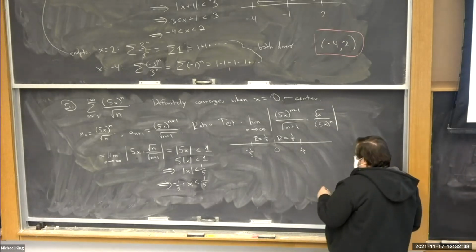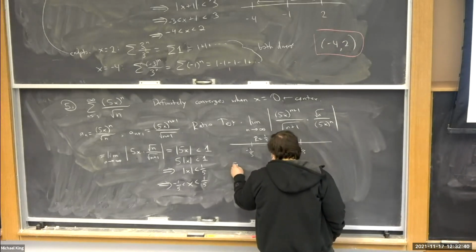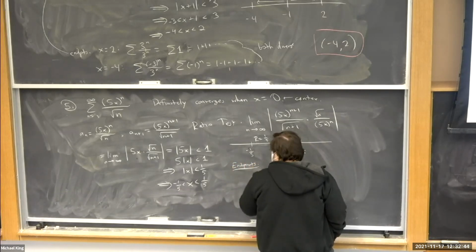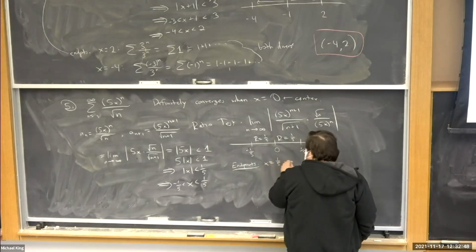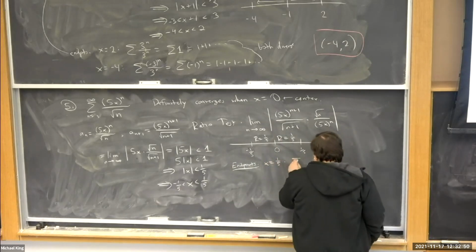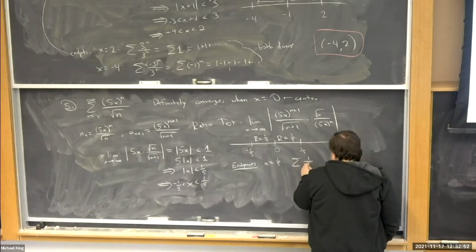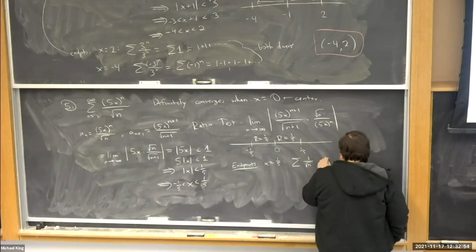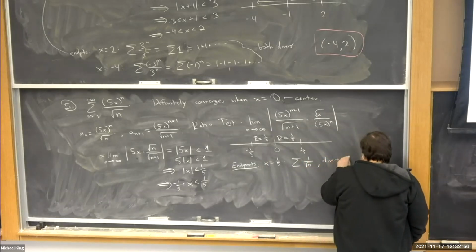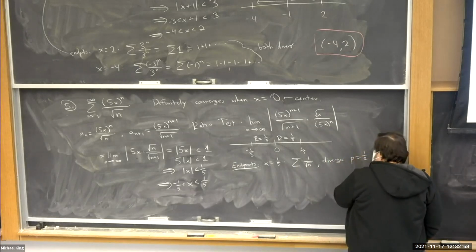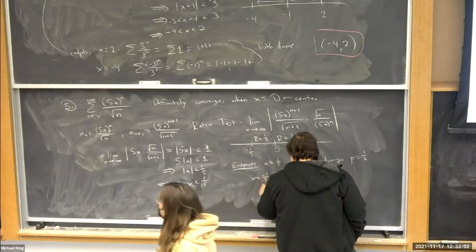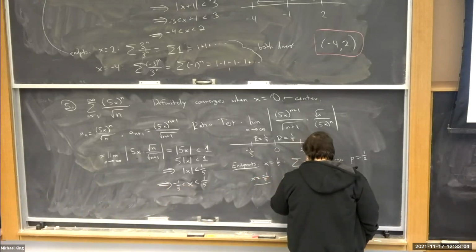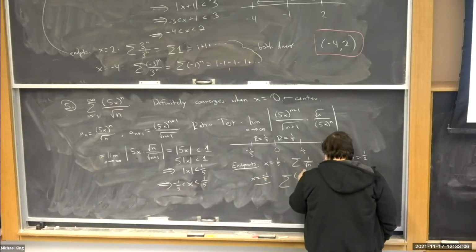And what happens at the endpoints? If x is 1/5, then we get the sum of 1 over root n, which diverges. That's the p equals 1/2 p series. If x is negative 1/5, we get negative 1 to the n over root n.